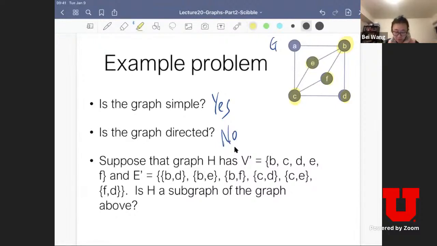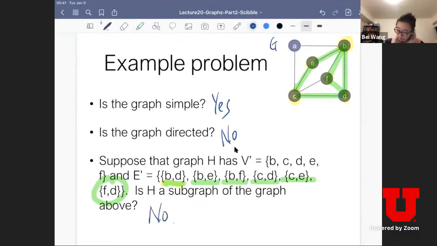Now let's see if edges map into each other. Is BD mapped in here? Let's use green. Is BD in here? It's right here. BE, right here. BF. CD, CE. And the last one is a problematic one. It has edge FD, but graph G does not have this edge. So the answer is no, because H has FD that is not in G. Okay.